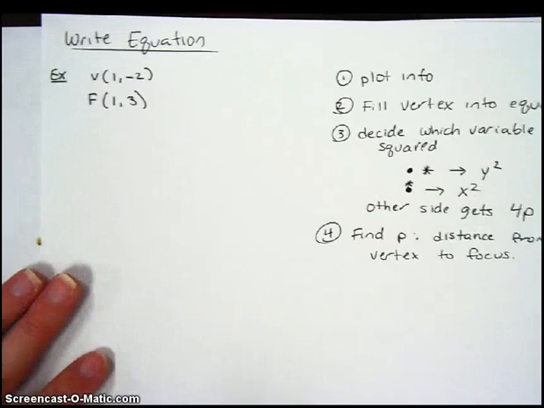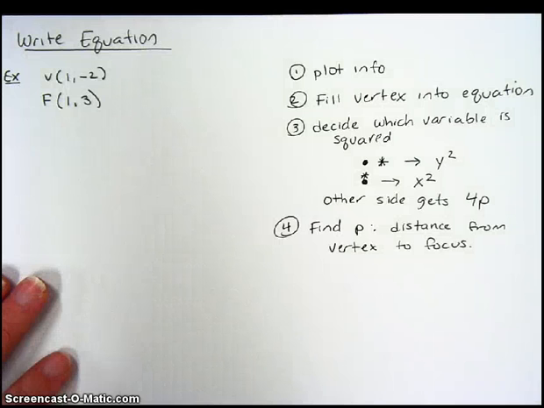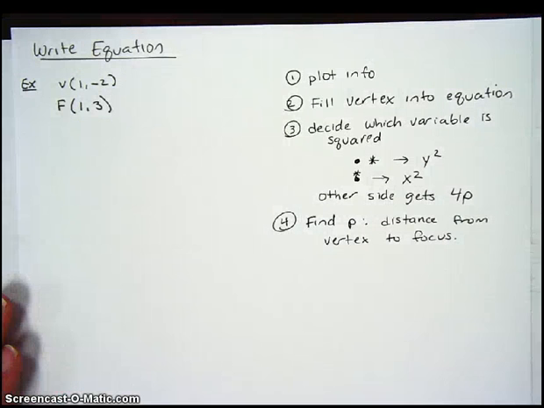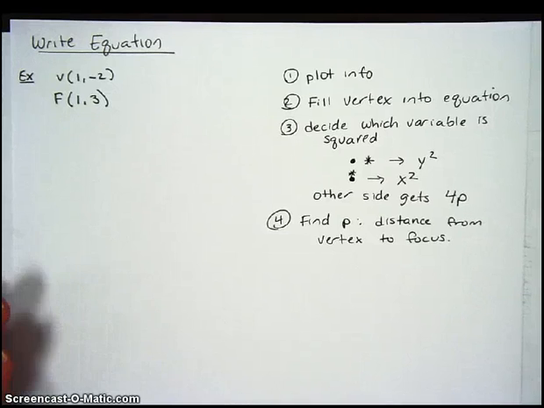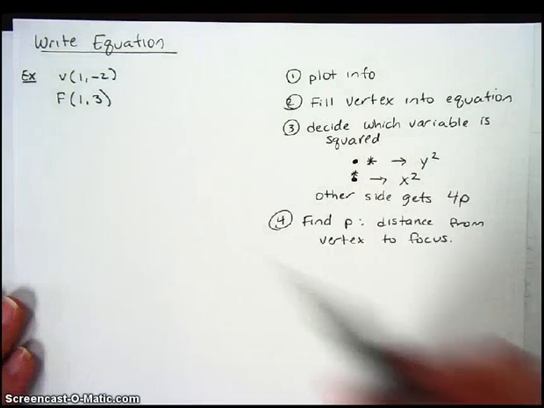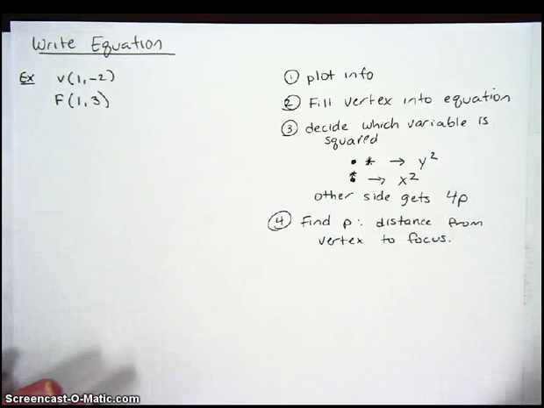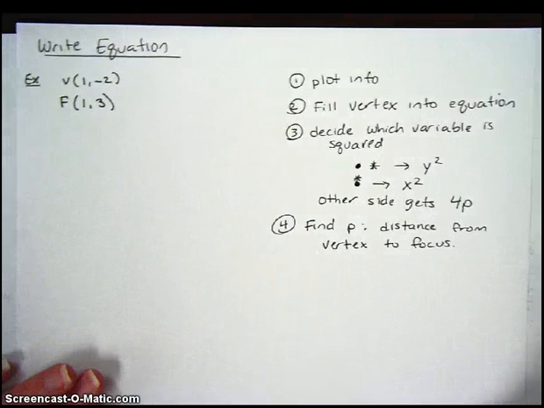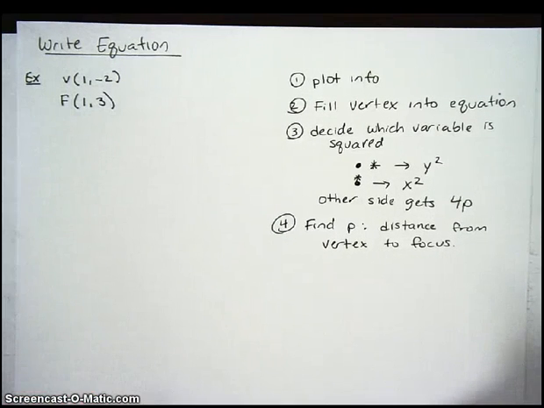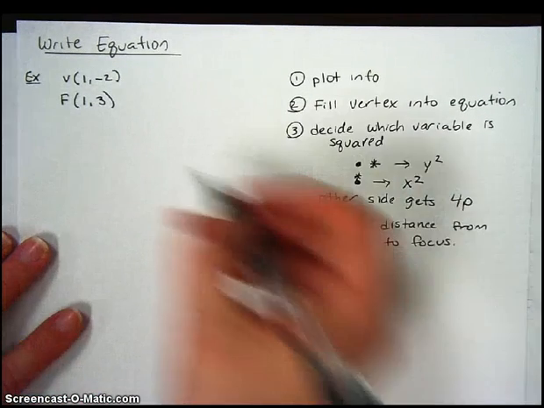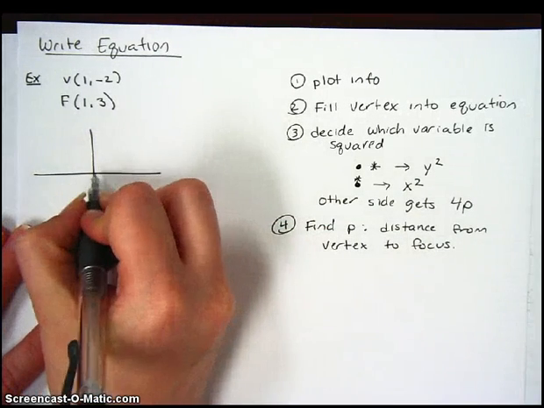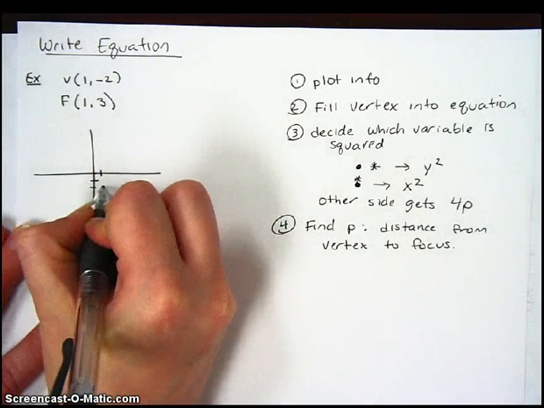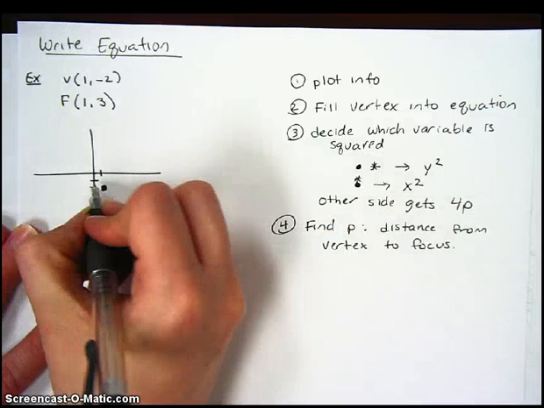So we're going to look at how to write the equation. It's just like we've gone before, we're just doing that same thing, only we're going backwards. So here it gives me my vertex is 1, -2, my focus is 1, 3. If you need to pause to write down these steps, this would be a great time to write them down, so then you can follow along as we go through each of the steps. Okay, so the first thing we want to do is plot our info. So we're going to plot our vertex at 1, -2, and our focus at 1, 3.